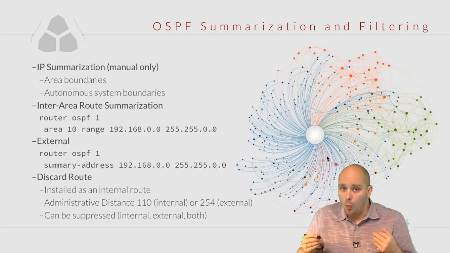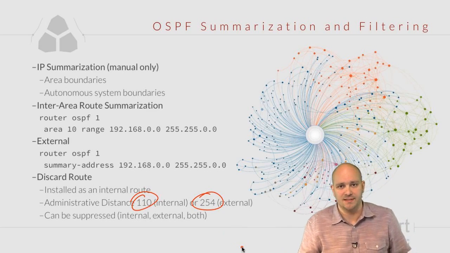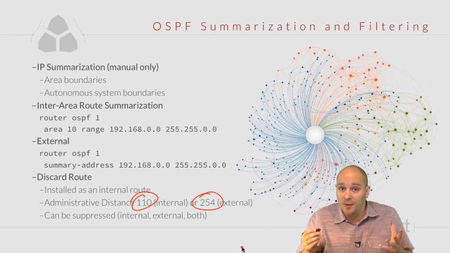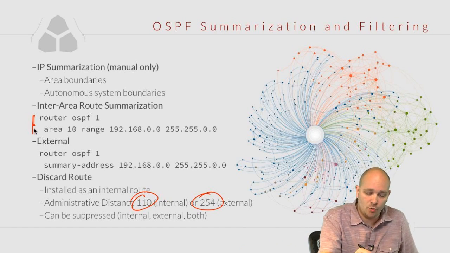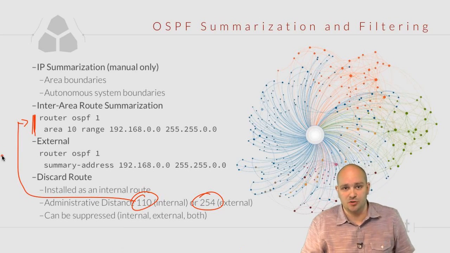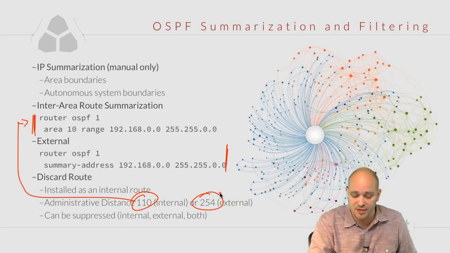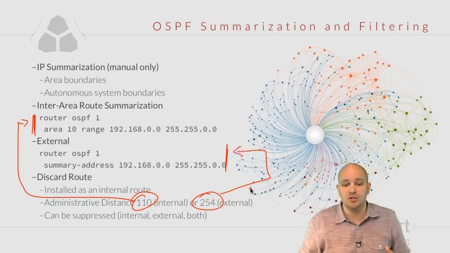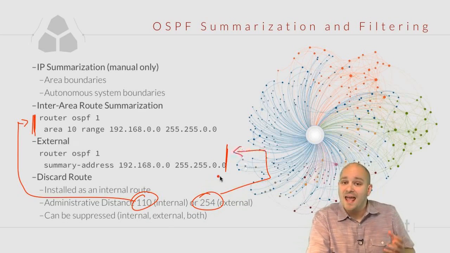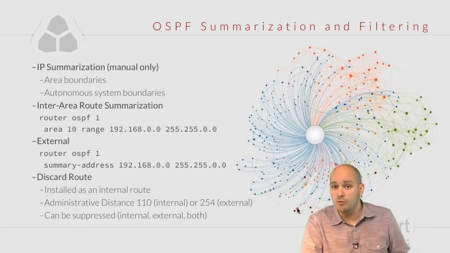However, depending on what you are summarizing, this route will be installed with a different admin distance. Don't shoot the messenger. I have no idea why IOS does it this way, but for the internal summaries, for this syntax here, what we are going to end up having is the admin distance of 110 for the discard route. If you are performing the external summarization, what is going to end up being installed as the admin distance for the discard route will be 254. In both cases, the discard route, if you need to do that, can be suppressed.